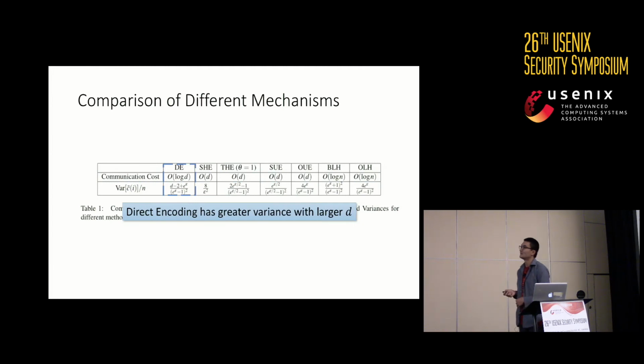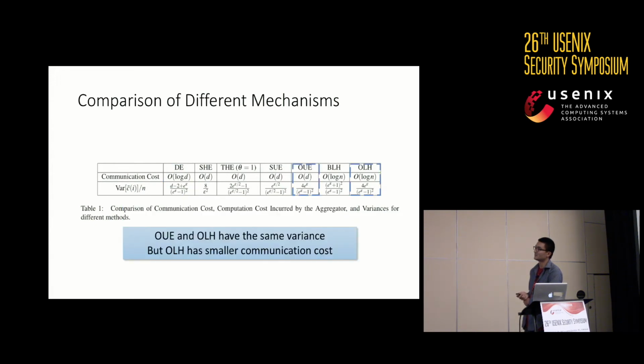And direct encoding has high variance because the variance is linear in D. So when D becomes large, the variance is large. Finally, OUE and OLH have a similar smallest variance, but OLH has a smaller communication cost.